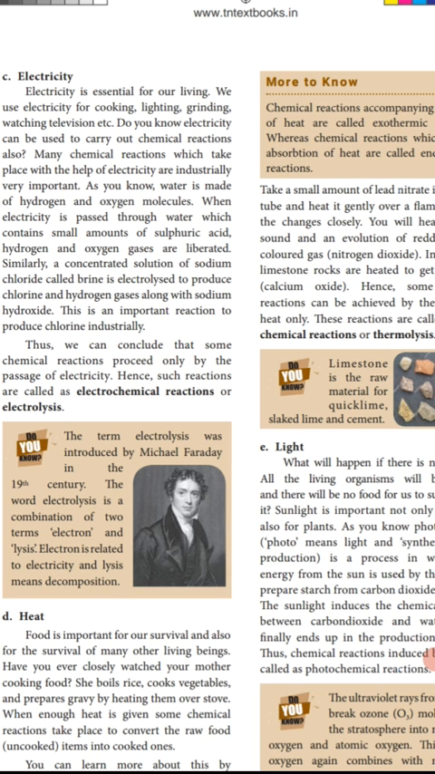Okay, next one, light. What will happen if there is no sunlight? All living organisms will be affected and there will be no food for us to survive. Photosynthesis: photo means light, synthesis means production. Light energy from the sun is used by plants to prepare starch from carbon dioxide and water. This chemical reaction is induced by light. Without light, photosynthesis will not occur. So this is called a photochemical reaction. Some chemical reactions need light to form the product.